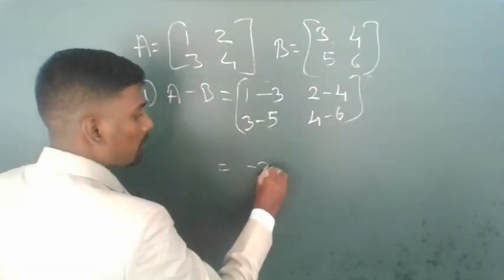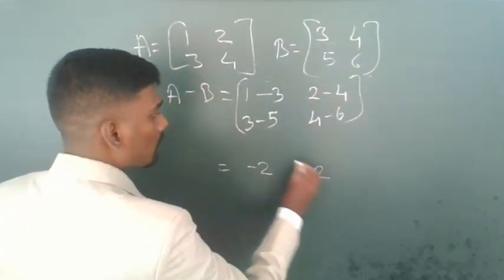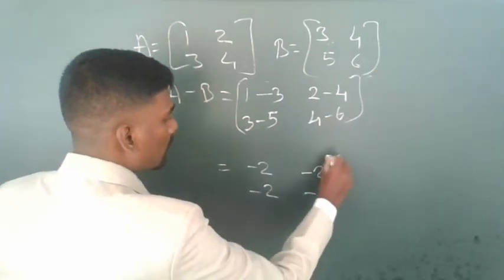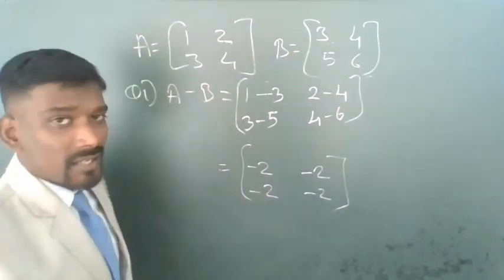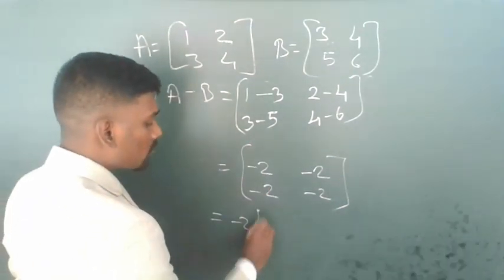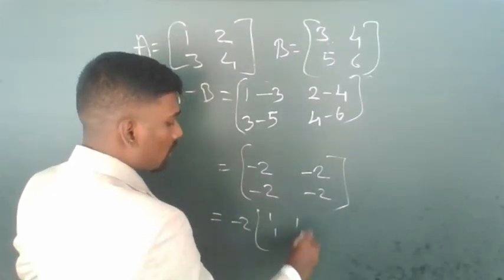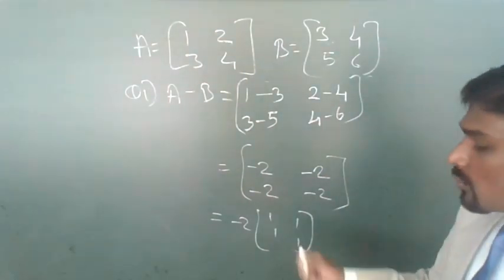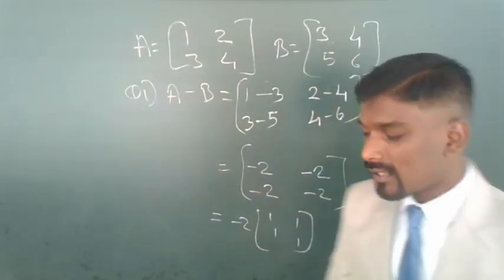Now what is the final answer? 1 minus 3 is minus 2. 2 minus 4 is minus 2. 3 minus 5 is minus 2. 4 minus 6 is minus 2. If you see carefully, I can take minus 2 common. It will be 1, 1, 1, 1. Now this is a unit matrix.